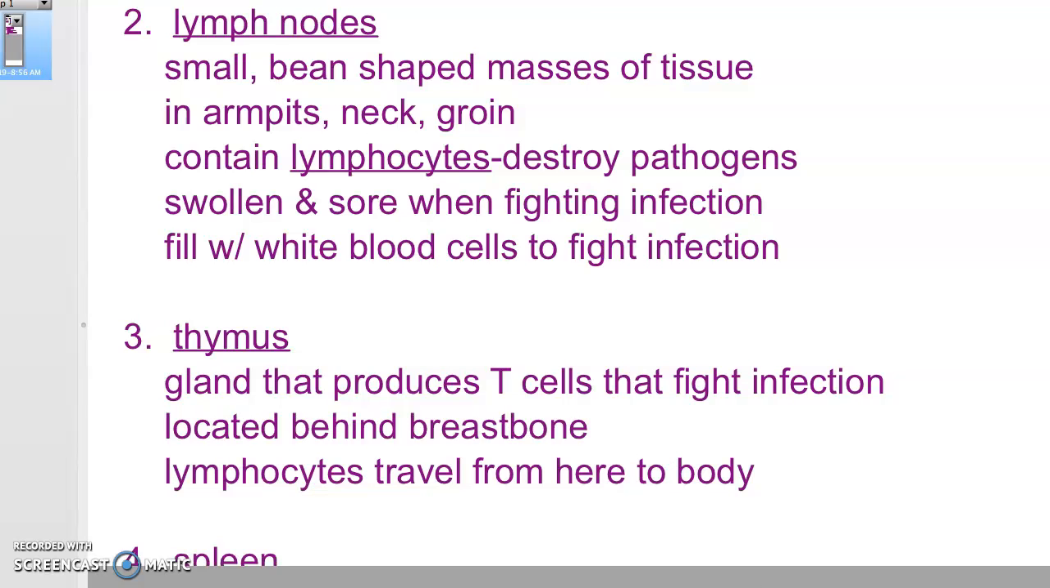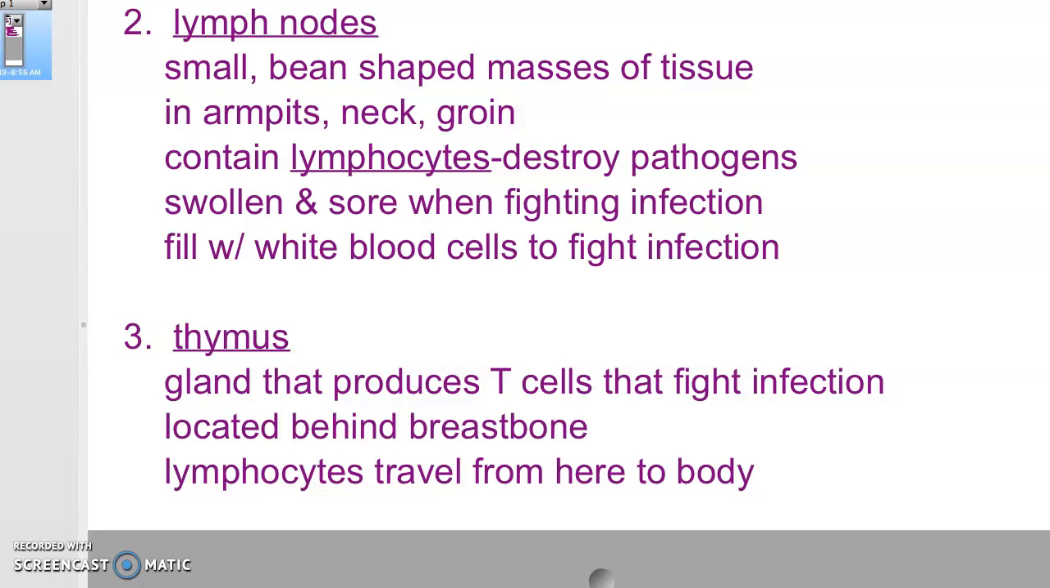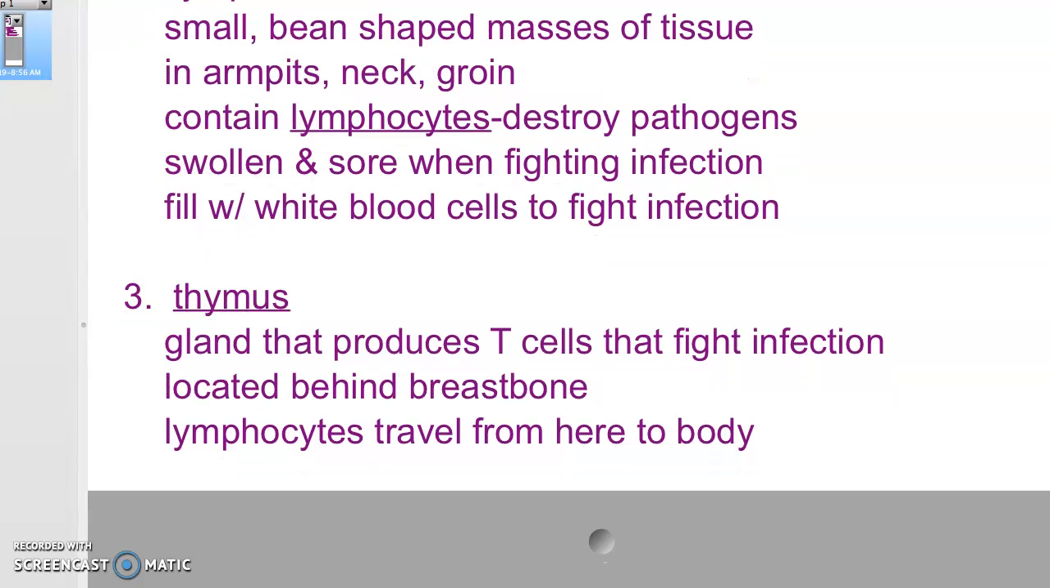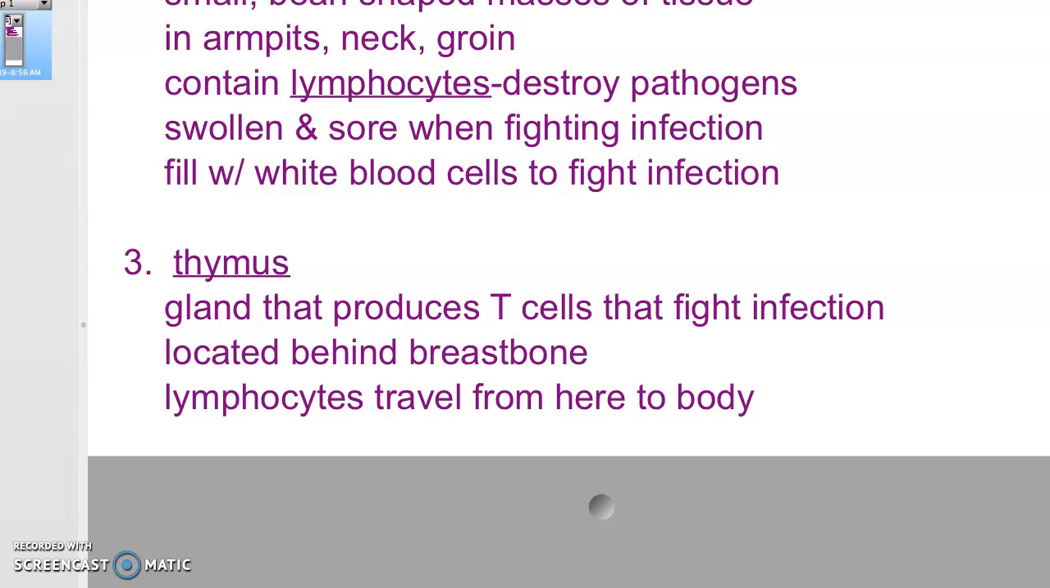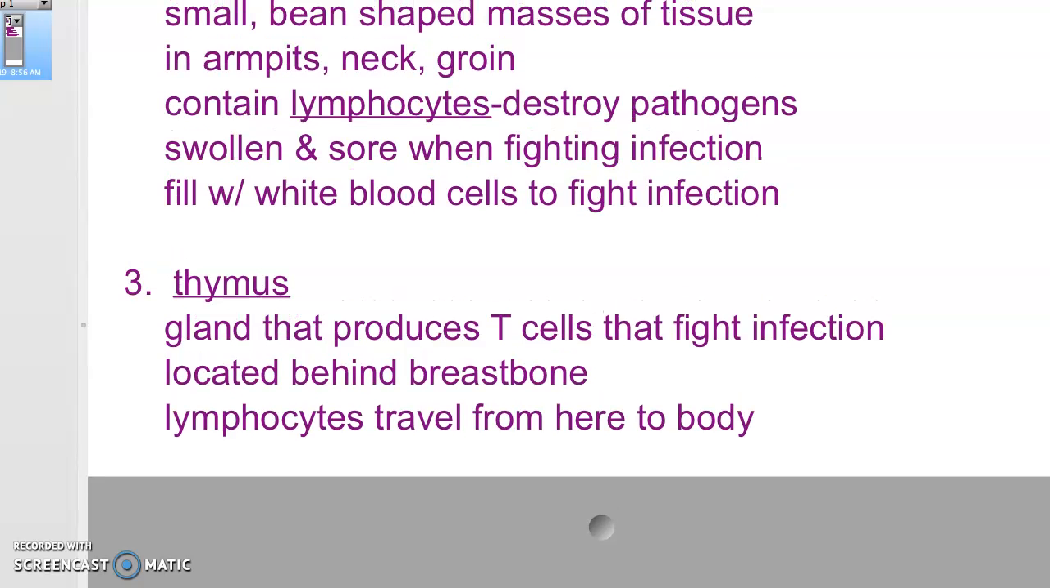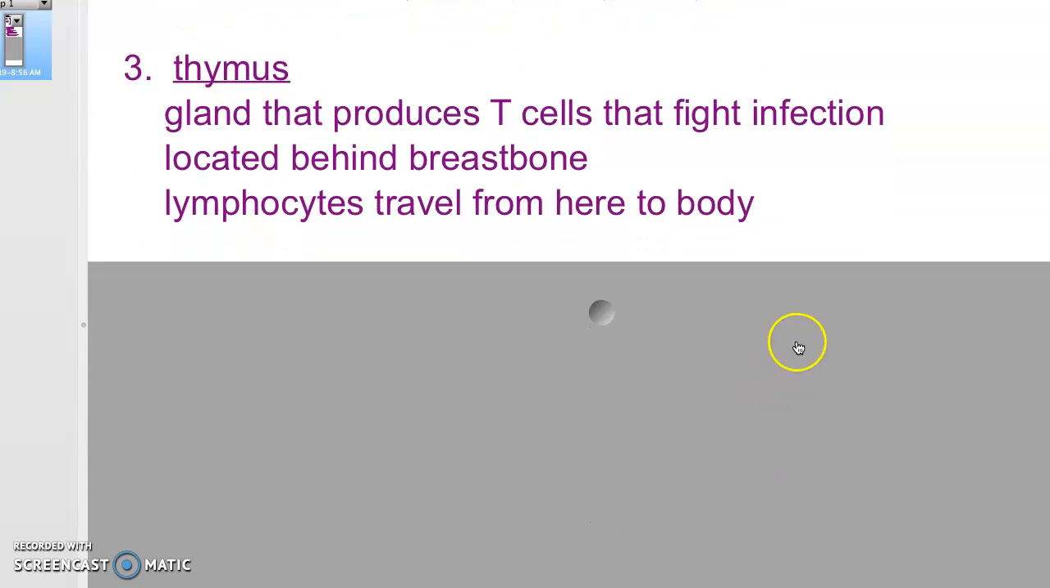Then we have the thymus. If you were standing in front of me, I would point out the thymus. It's right in the middle of your chest. And this is a really important organ that produces what we call T cells. I always think of thymus starts with the T. Those are T cells. They fight infection right behind the breastbone, and the lymphocytes that we were just talking about, that get rid of those pathogens, travel from here to the rest of the body.